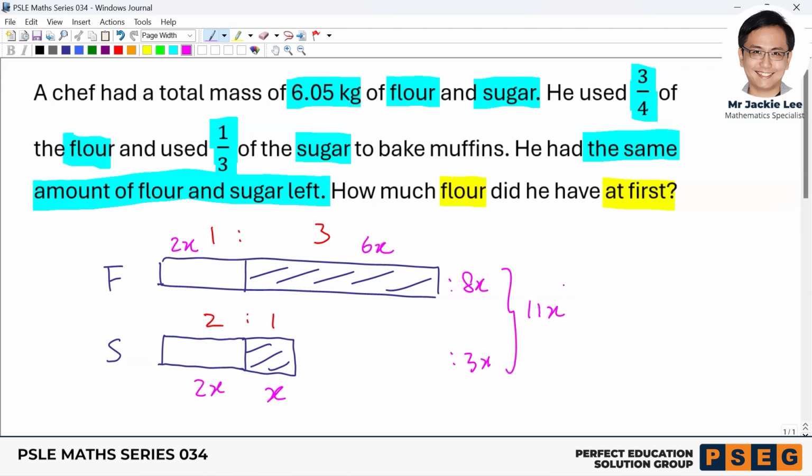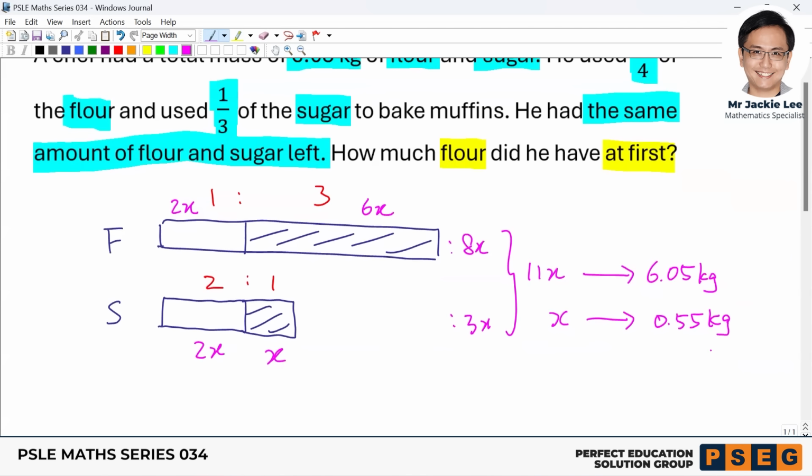11x. Then we are told that this 11x corresponds to 6.05 kg, and then both sides divided by 11. 6.05 divided by 11 will end up 0.55 kg, by the way. Okay, the question is asking for how much flour at first. So these two add together, which we have computed is 8x. Okay, so the answer is coming now, 8x. So times 8, this should be 4.4 kg.